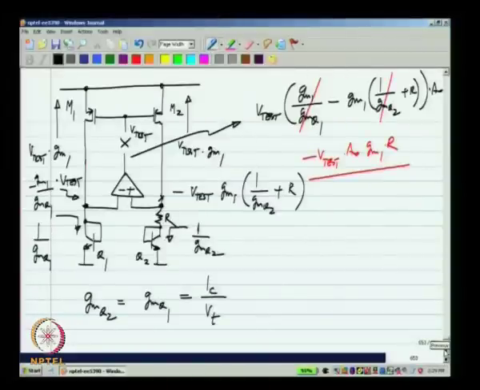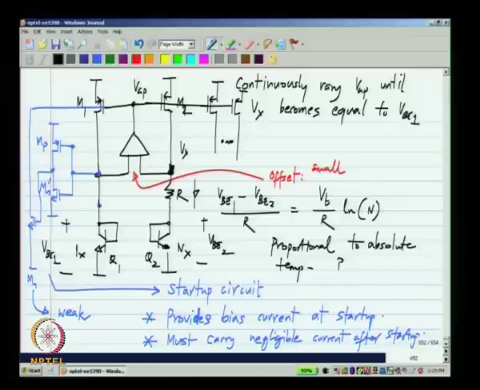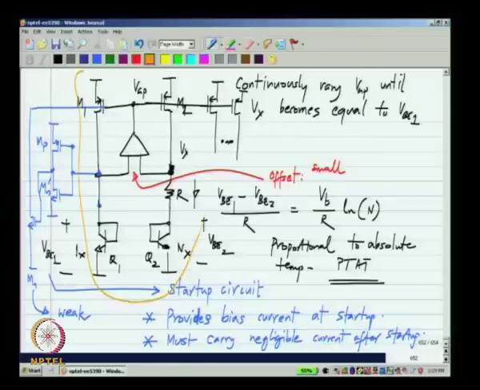So, the circuit that we have here has a current that is proportional to absolute temperature, PTAT. So, this is many times called a PTAT cell. Okay. So, this part of the circuit is a PTAT cell. Okay. So, this is a way of generating a current that will make sure that the Gm of a bipolar transistor will be constant with temperature. Okay.